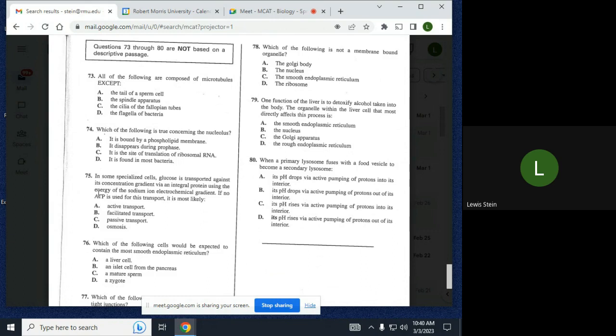Specialized cells, glucose transported against the gradient. That's all you need to know. It doesn't matter whether it's an integral protein, whether it's a sodium ion electrochemical gradient. If no ATP is used, by definition, what's it most likely to be? That's the interesting part. Some special glucose is transported against its gradient by an integral protein using energy. So effectively, to me, it's still active transport. It would be secondary active transport. That's one of the things you see.